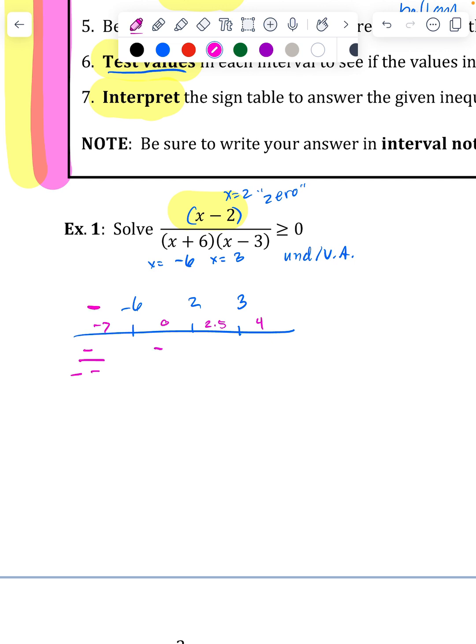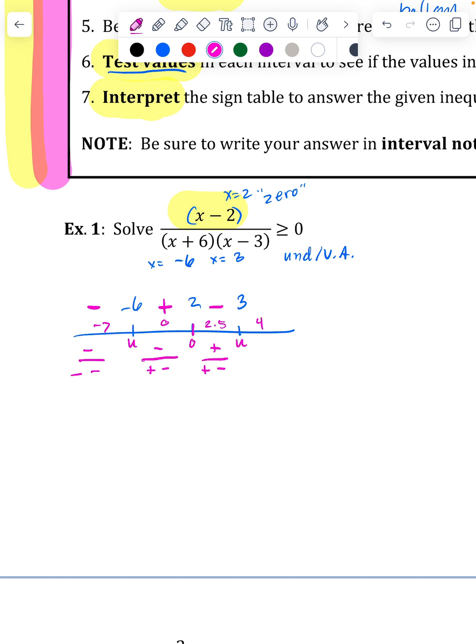Plugging in 0, we get a negative on the top. 0 plus 6 is positive. 0 minus 3 is negative. So overall, we would have a negative divided by a negative, which would turn positive. So the process is the same. It's just got that extra layer, literally. So 2.5 would make the top positive, and then +6 would be positive, and -3 would be negative. So we only have one negative sign that doesn't cancel out, so that region is negative. So keep in mind, this one's a 0, and these two are undefined.